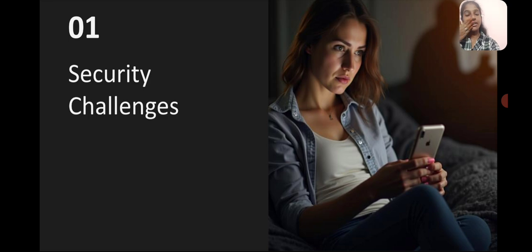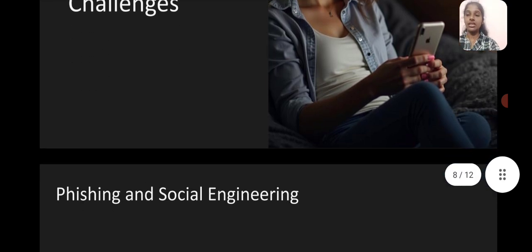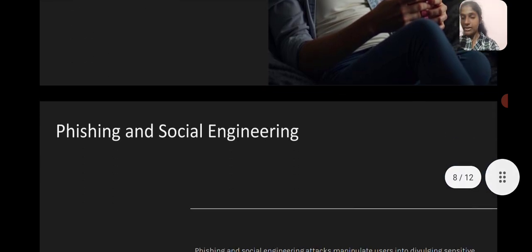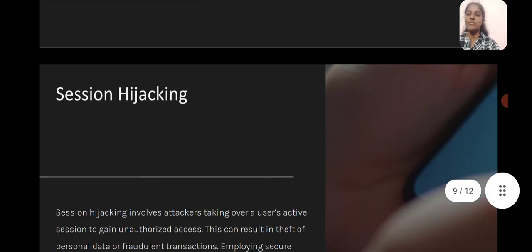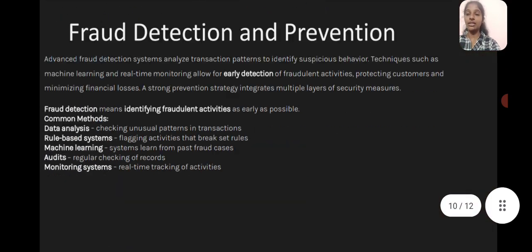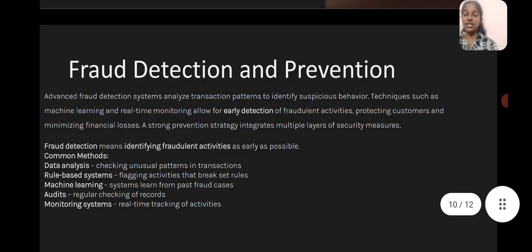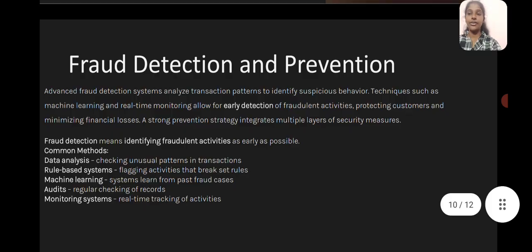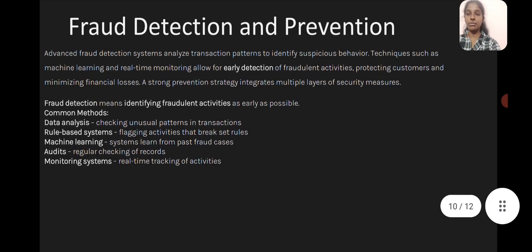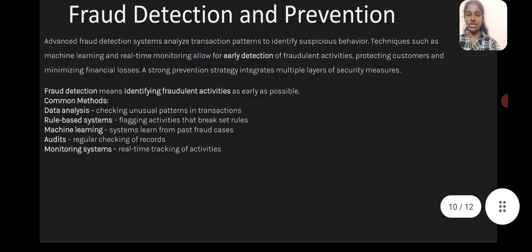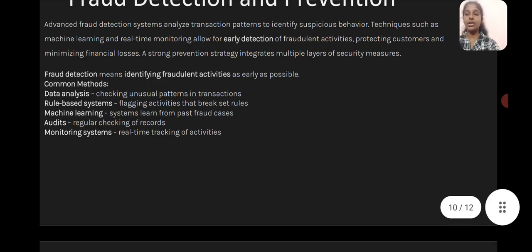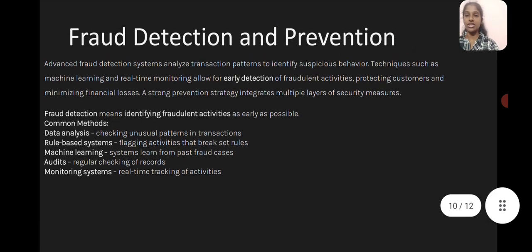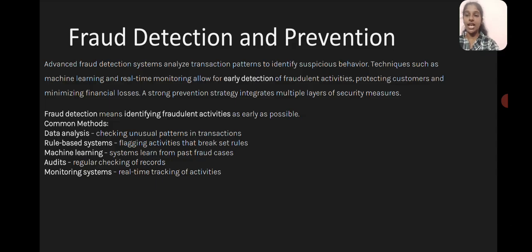The security challenges in authentication are of three types: phishing and social engineering, session hijacking, and fraud detection and prevention. These are the security challenges in authentication, where fraud can be detected and prevented. What measures should be taken? First of all, the common methods to prevent fraud are data analysis, rule-based systems, machine learning, audits, and monitoring the systems.